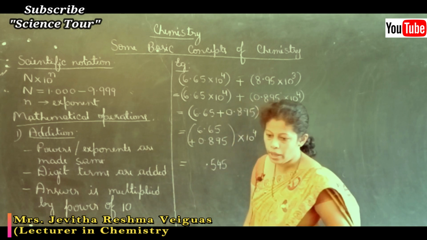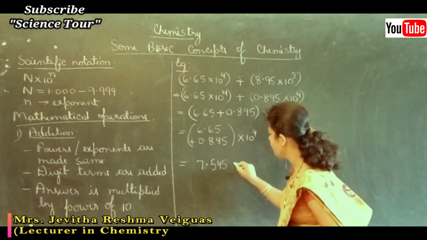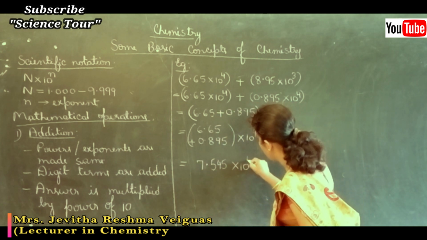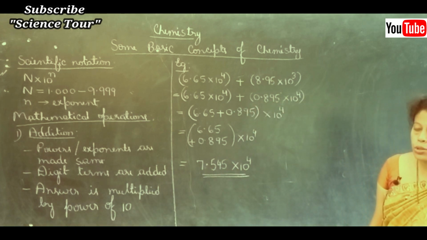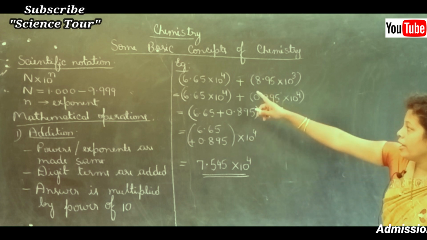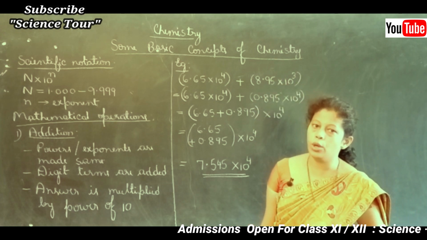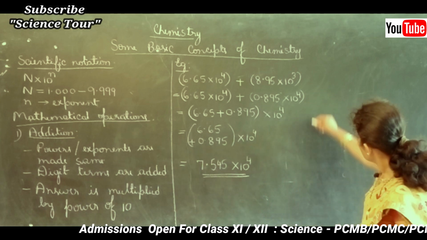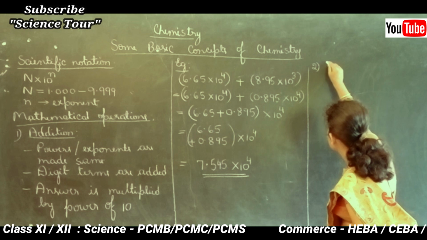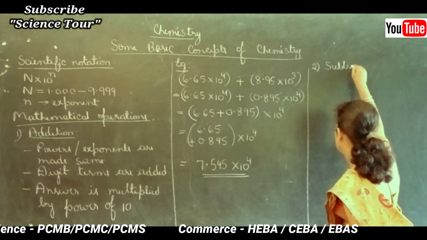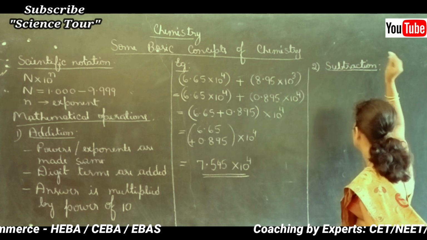6 and 1 is 7. So the answer is 7.545 into 10 to the power 4. So this is how you are going to do the addition whenever you are given the terms in the form of scientific notation. Next, let us study how to do subtraction when numbers are given in the form of scientific notation.